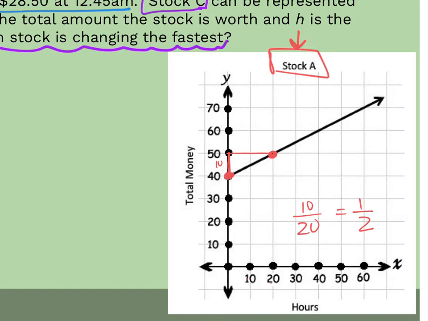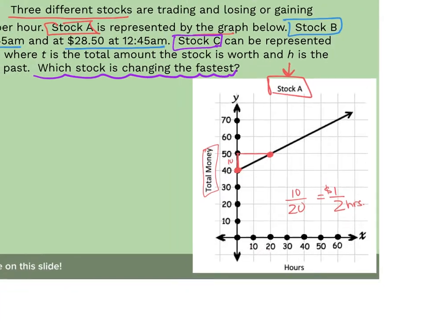Now let's talk about what these numbers mean. I forgot to do it for stock C, but the numbers are important. So for stock A, the 1 is the y value, which is money, and this is dollars. And then the x is hours. So $1 for 2 hours. And this is increasing, right? It's going up. It's a positive. So it's going up by $1 for 2 hours.